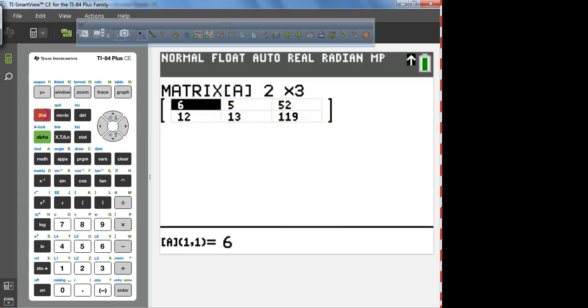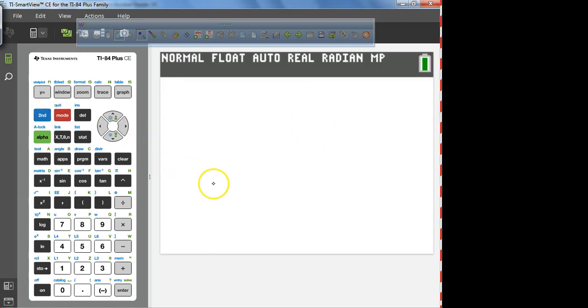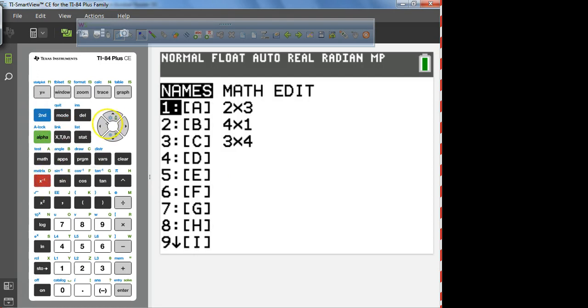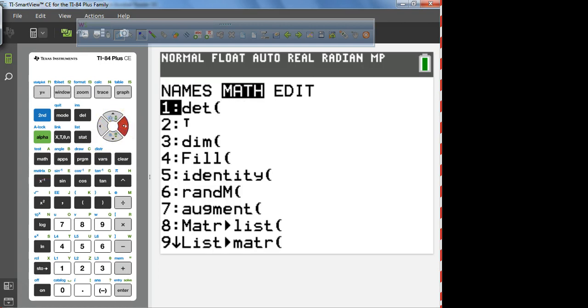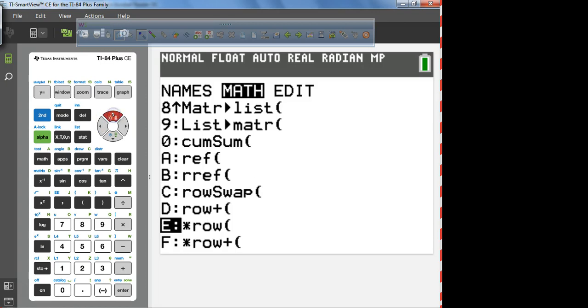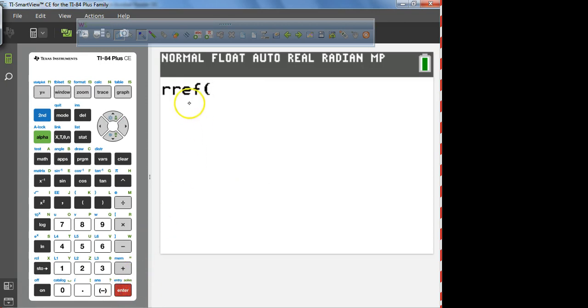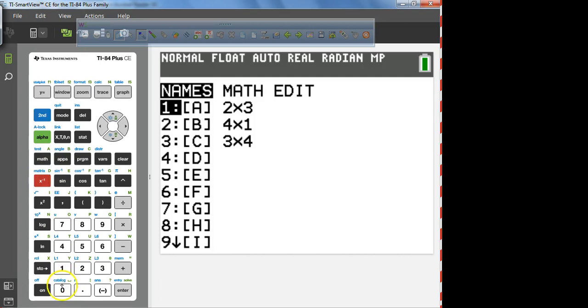Now check this out. You have to find what's called the reduced row echelon form. And you're like, what the heck is that? Well, you don't have to know what it is to use it. Some math teachers might be angry at me, but watch this. Second matrix, I'm going to go to math, up to where it says RREF, reduced row echelon form. Now I want the reduced row echelon form for matrix A.